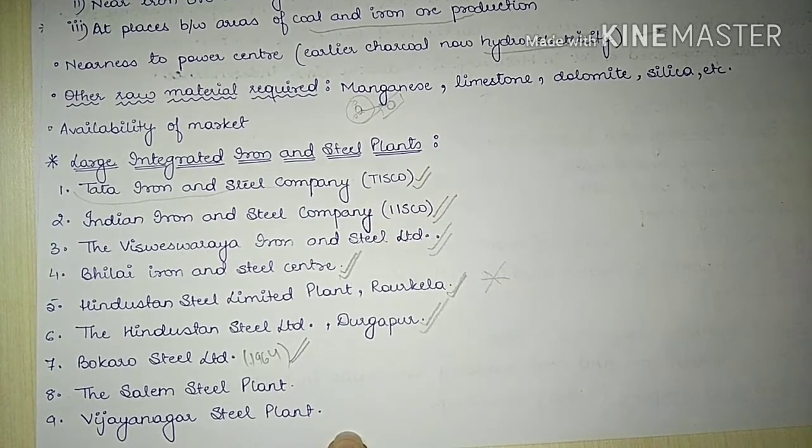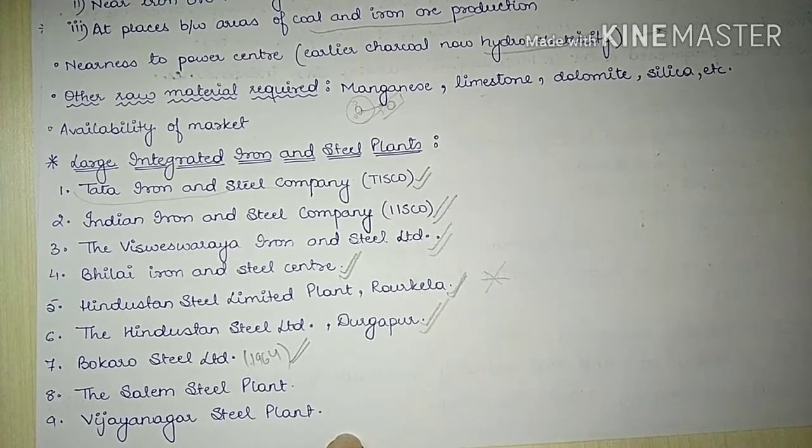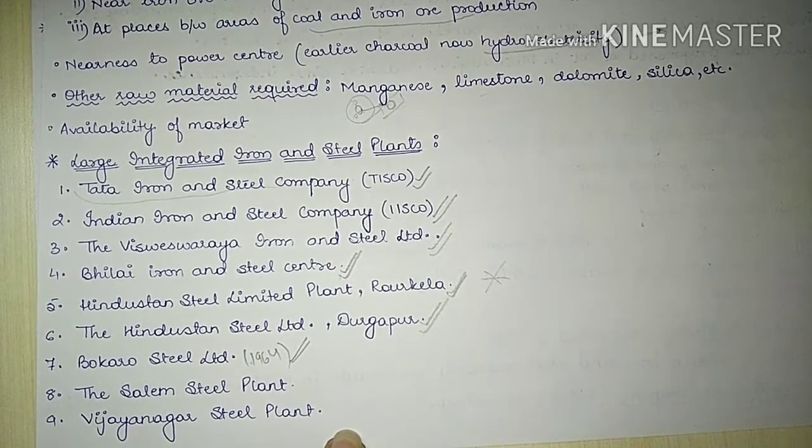Then we have Vijayanagar. Vijayanagar plant was set up in Toranangal near Hospet in Bellary district of Karnataka. And if we look at its advantages, we will see that iron is obtained from Hospet region. Coal comes from Kana Valley. Good quality of limestone and dolomite are available nearby. Water and power requirement are met by Tungabhadra Hydel Power Project.